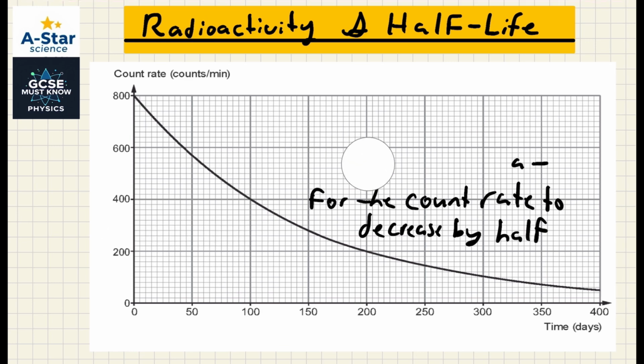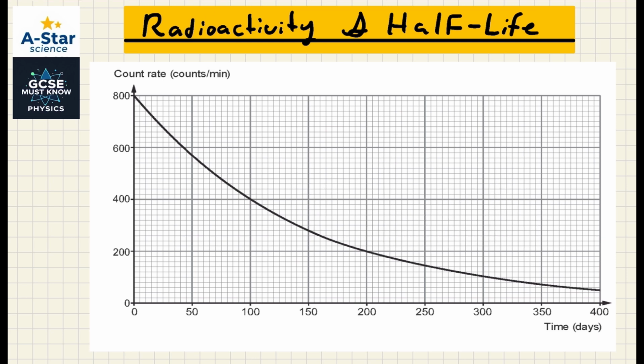Now in GCSE, they'll give you this question in 2 ways. They can give it to you as a graph, like what we're going to look at now, or they can give it to you in a word problem. Let's first look at a graph problem, how to determine the half-life. Now this is quite simple. If we look at the count rate, which means the amount of radioactive emissions over a period of time, in this case it's counts per minute.